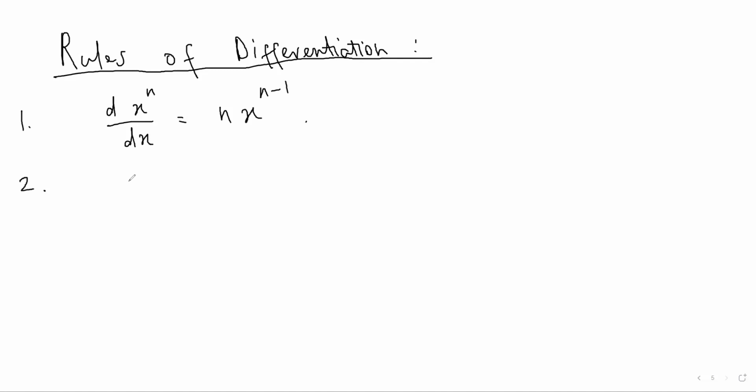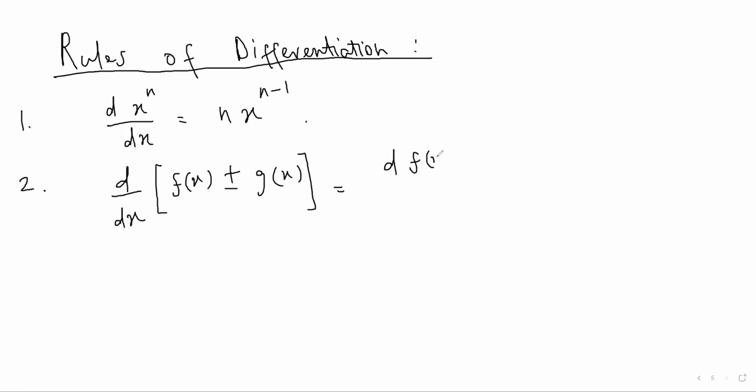And then number two, let's discuss now the derivative of a sum. What if you differentiate a sum of two functions, a sum of f of x and g of x, or the difference? So what is the derivative of f of x plus or minus g of x? Well, it's simply equal to the derivative of f of x with respect to x plus or minus the derivative of g of x with respect to x. It's as simple as that.